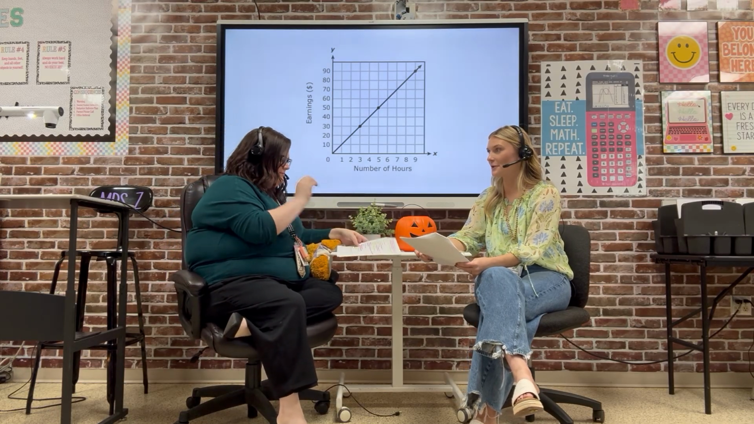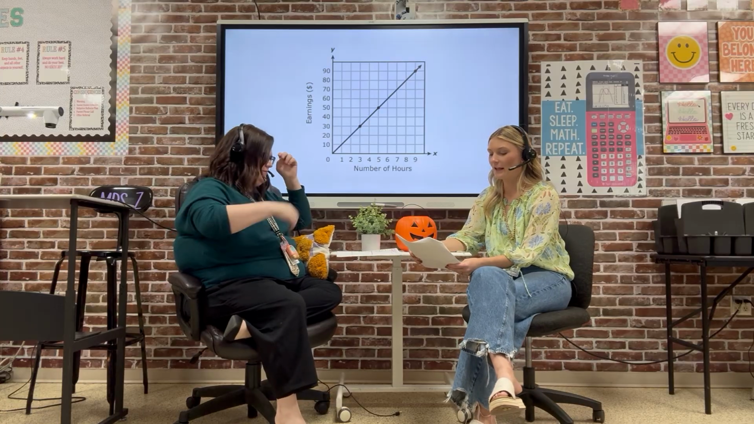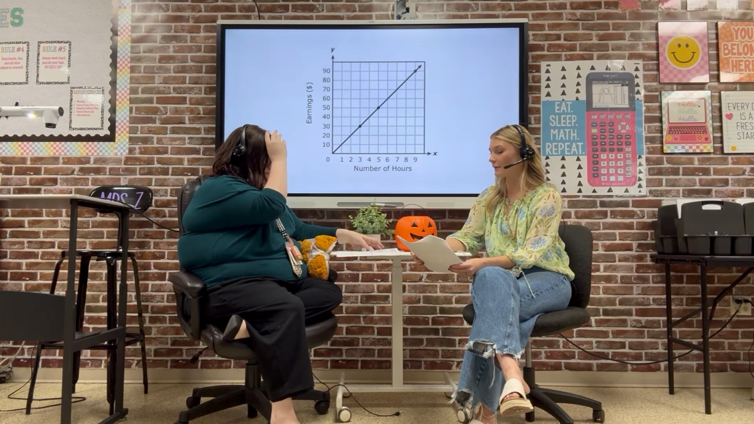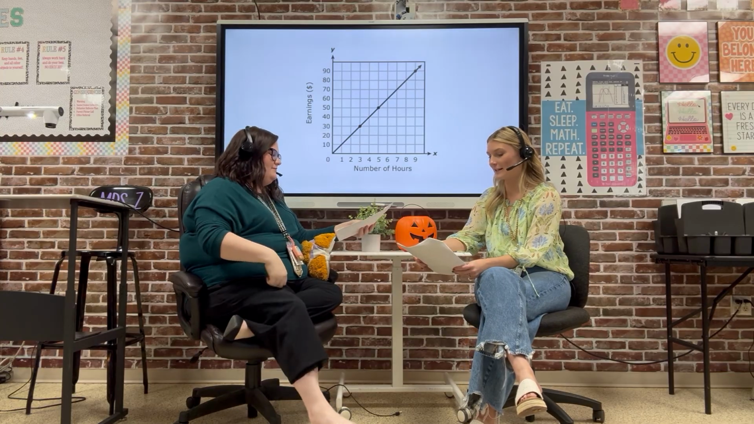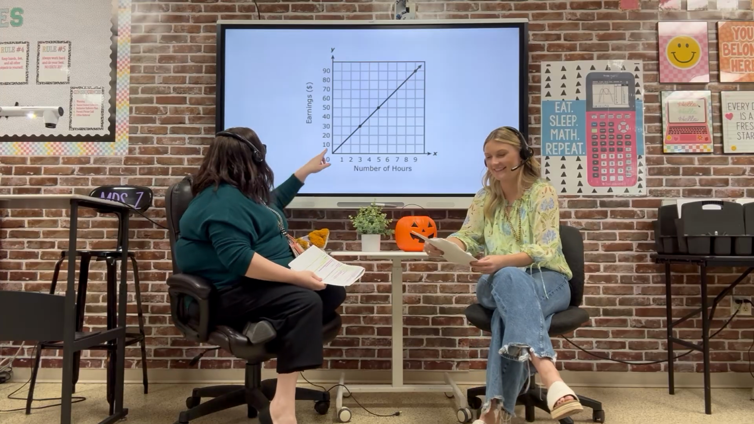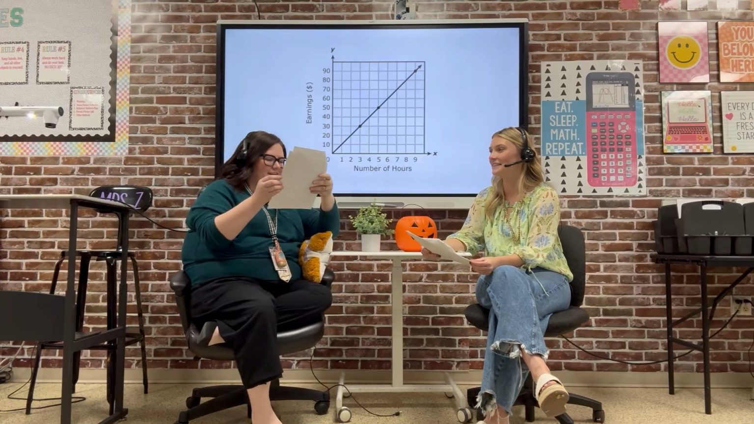Hey Missy, are you ready for a joke break? Of course. If your direct variation graph doesn't go through the origin, it's basically saying, sorry, I'm taking a detour. Ah, that's funny. It just went this way instead of through the origin. Oh my goodness.